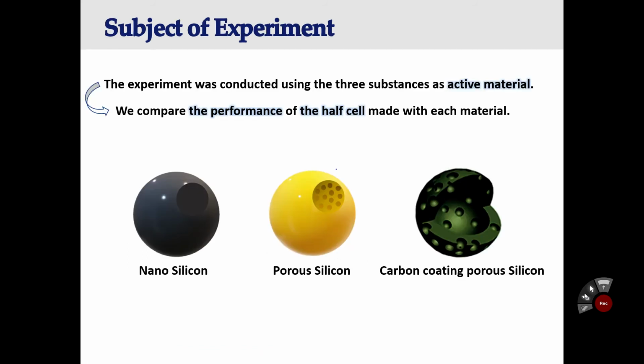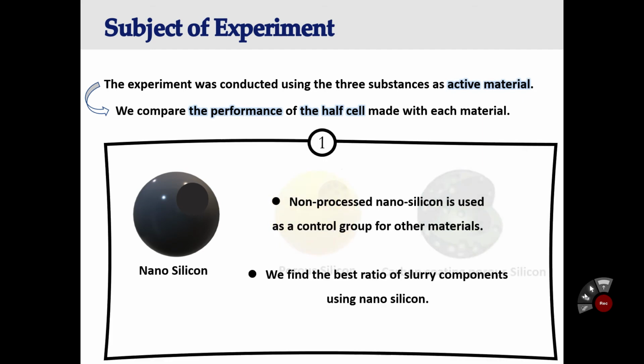In this study, 3 silicon-based materials were manufactured as active materials. We will compare the performance of the half cell made of each material. The 3 are nanosilicon, porosilicon, and carbon-coated porosilicon. First, unprocessed nanosilicon was used as a comparison group for other materials. We found the best slurry composition ratio using nanosilicon.